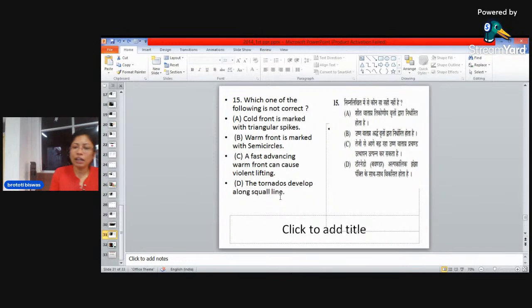So that any question that may come from any of these that have been discussed, you will be able to know when I discuss each of these in detail. So this is the last question, and the last question is, which one of the following is not correct? The options given are: cold front is marked with triangular spikes, warm front is marked with semicircles, a fast advancing warm front can cause violent lifting, the tornadoes develop along the squall line. These are the four options.